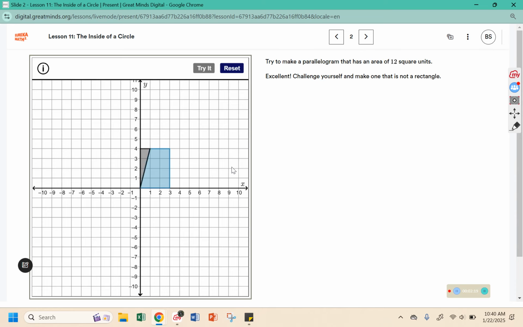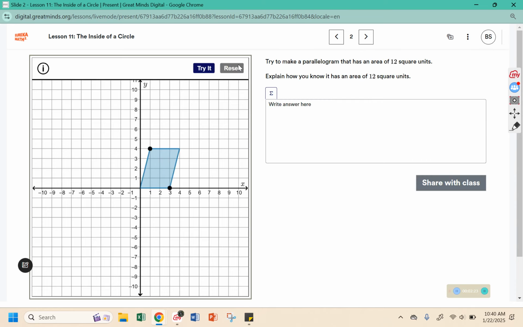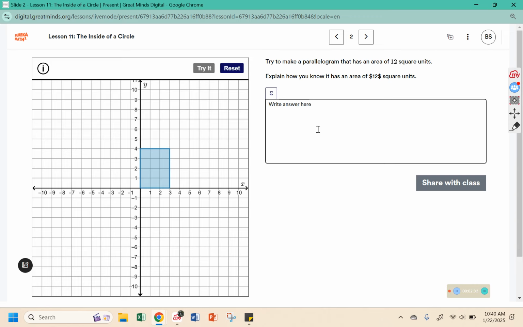It shows that they chopped off a piece of it. Let's try that again. They cut off this little triangle part and moved it to the other side. So now there's 3, 6, 9, 12. Explain how you know that it has an area of 12 square units. It had a height of 4 and a base of 3. So 3 times 4 does equal 12. We could also rearrange to show that it is the same as a rectangle.